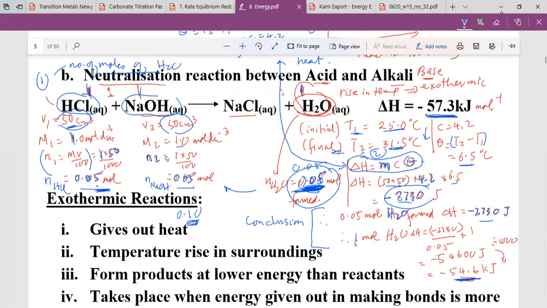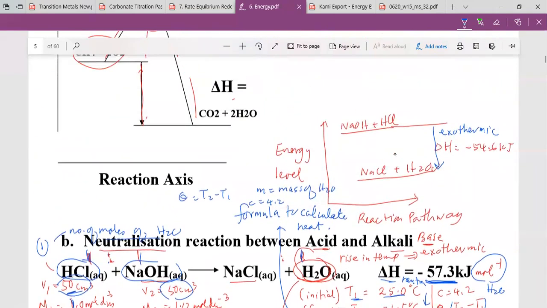So now, this is called the heat of what? This is called the heat of neutralization, per mole of what? Per mole of water formed. So I want to change this into an energy level diagram. Very simple. Same thing: energy level here, reaction pathway axis here. Because it's exothermic, I put my reactants up here, NaOH and acid, going down to my salt plus liquid water here. So this is the heat change. Going down means what? Exothermic.